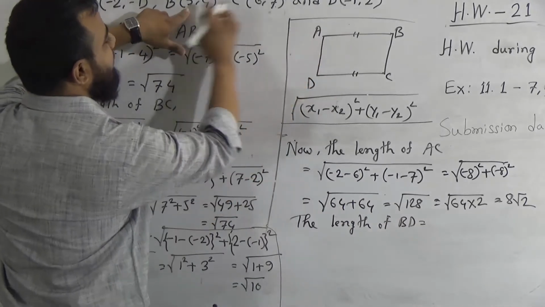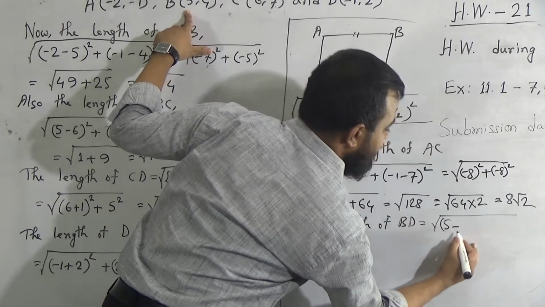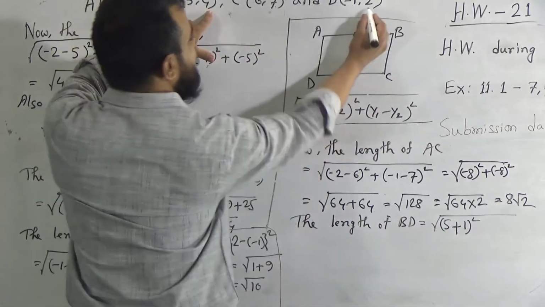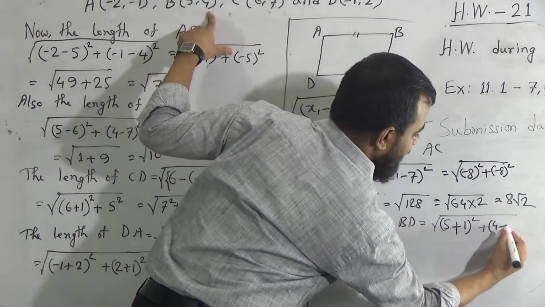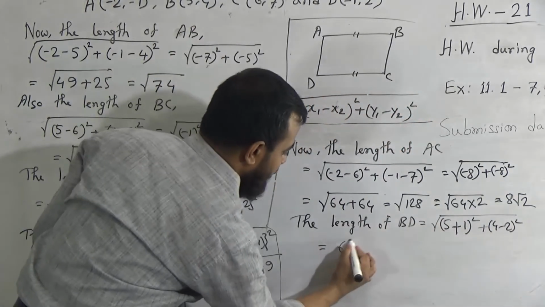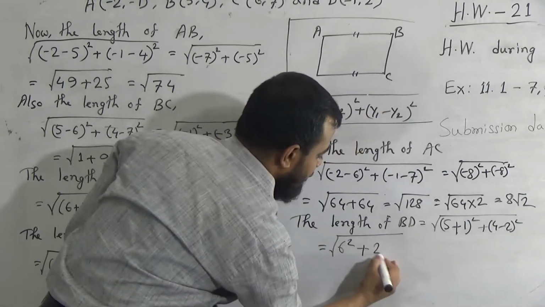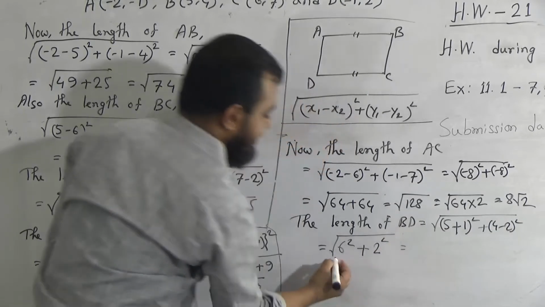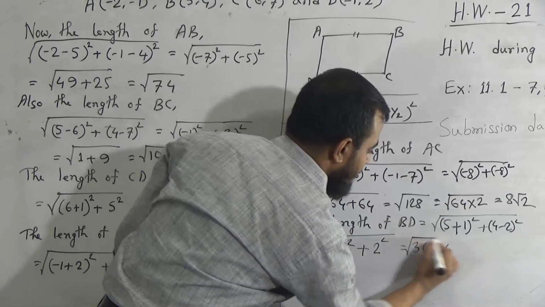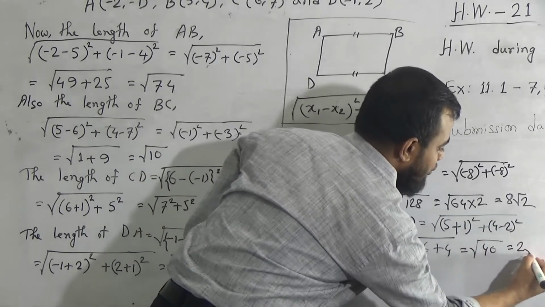So 5 minus 1. So square root of 5 minus 1, so minus and minus makes plus sign, 1 whole square. Now 4 minus 2, plus 4 minus 2 whole square. Now this makes what? 5 plus 1 equal to 6 square, plus 4 minus 2 equal to 2 square. So we get here 6 square means 36 and 2 square means 4. So it should be square root of 40. That means that's equal to 2 root 10.